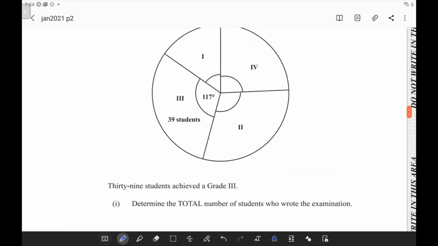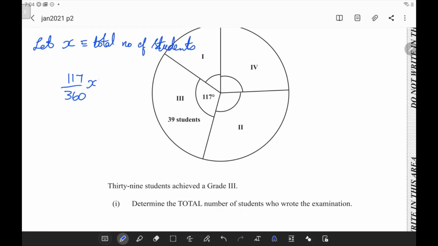Well, we are told that 39 students achieved a grade C. So what fraction of the circle is this? Well, we have 117 over 360 times the total number of students. If we say let X be the total number of students, then this was equal to 39. So multiplying by 360, we have 117 times X is equal to 39 times 360.